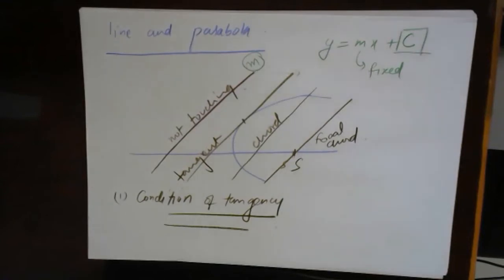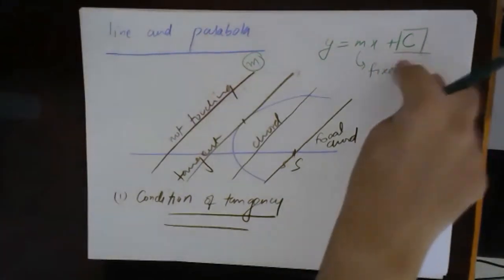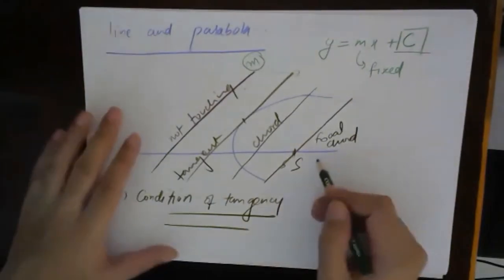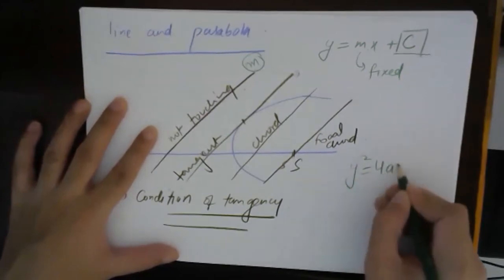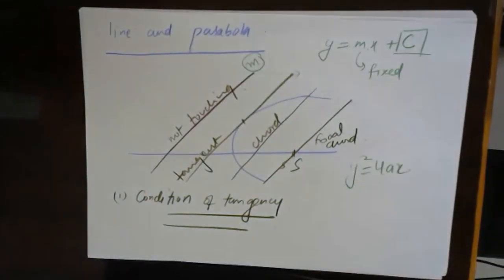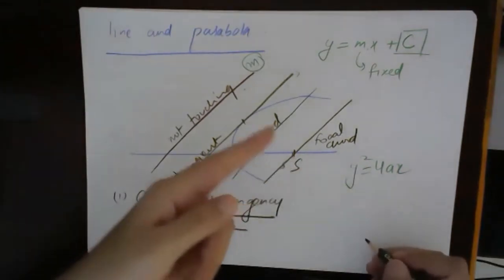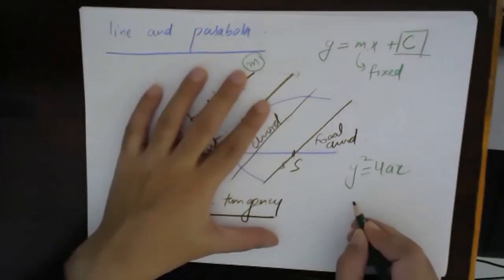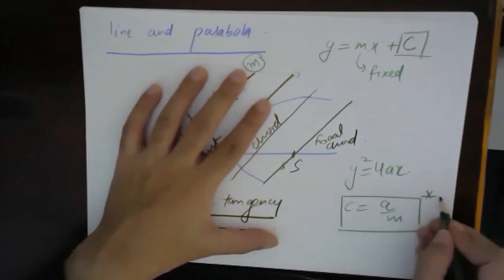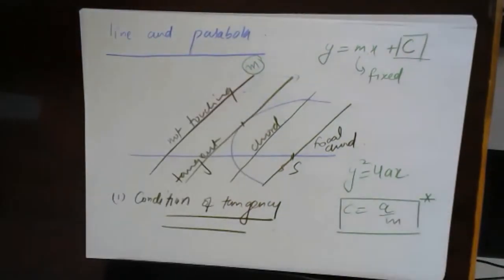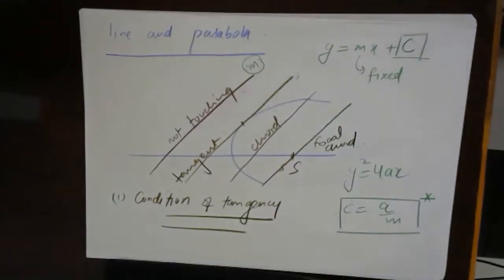That means we have to find the condition on c such that this line becomes a tangent to y square is equals to 4x. So what is the condition? You must have already seen. The condition of this line to be tangent will be that c is equals to a by m. This is a very important condition of a parabola and a line which is tangent. Okay, so let's remember this. Let's note this thing down. Then we'll move on to the next concept.